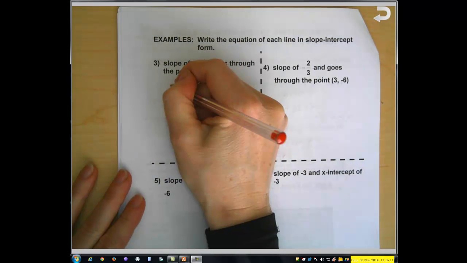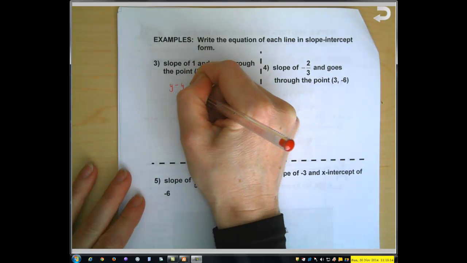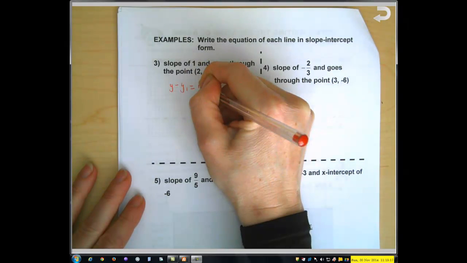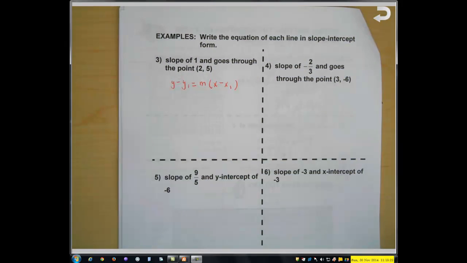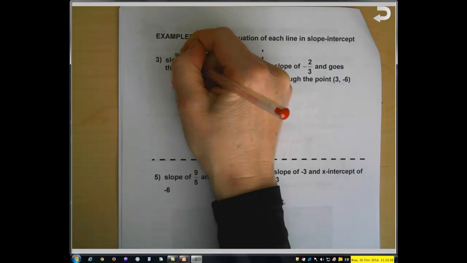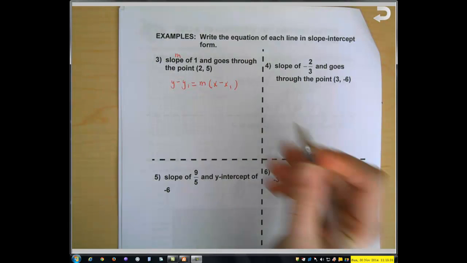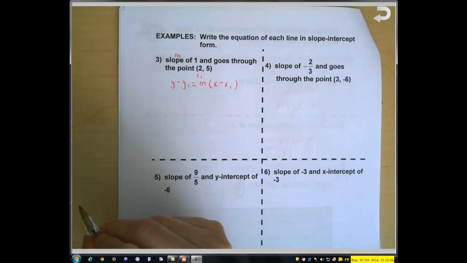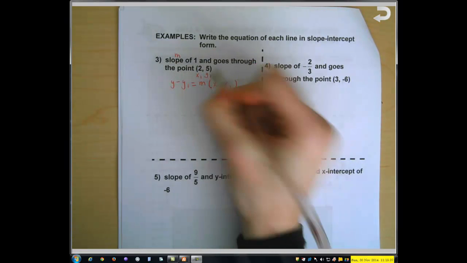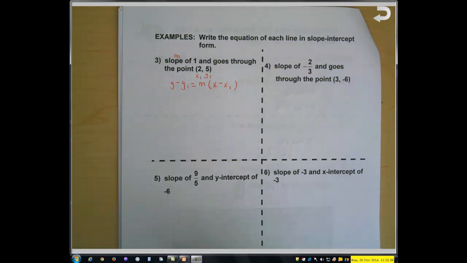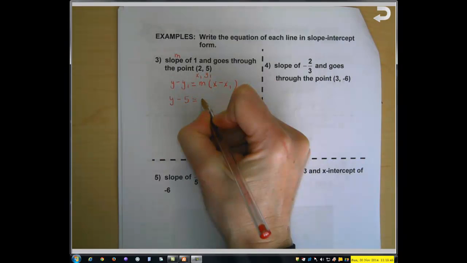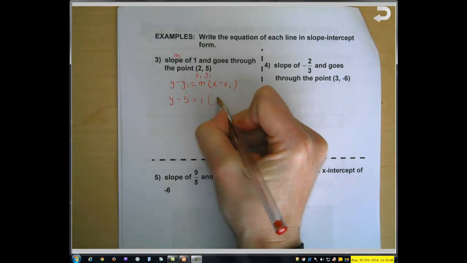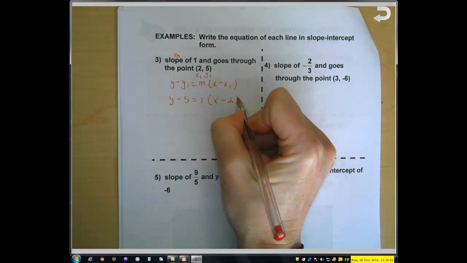So first we're going to write out our point-slope form. It's y minus y1 equals m times x minus x1. And you need to get very familiar with this formula because you will use it often. The slope is 1. Our x-coordinate that's going to go into the equation is 2, and our y-coordinate that's going to go into the equation is 5. So we have y minus 5 equals 1, because that's our slope, times x minus 2.